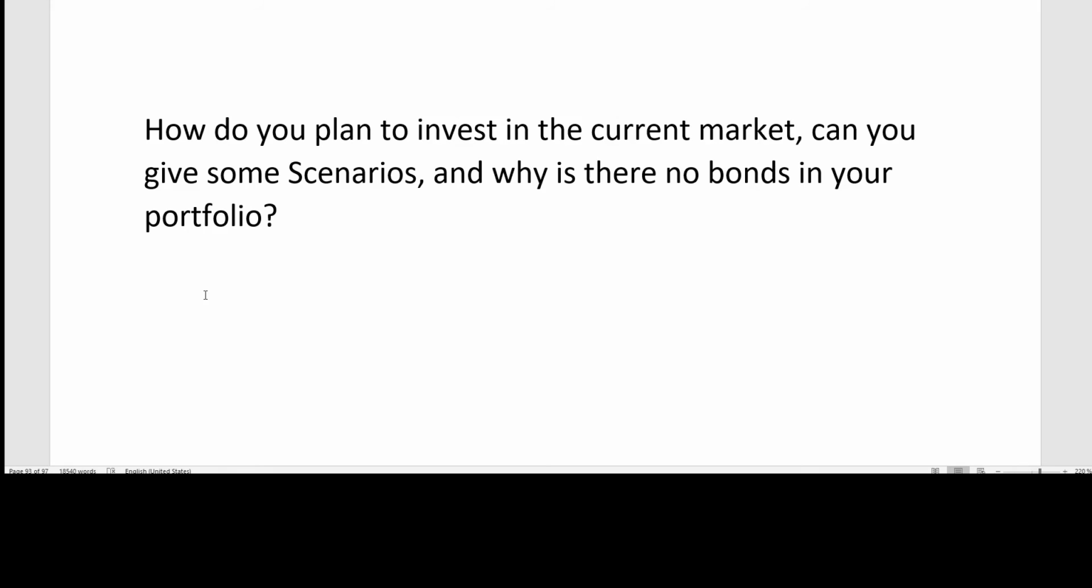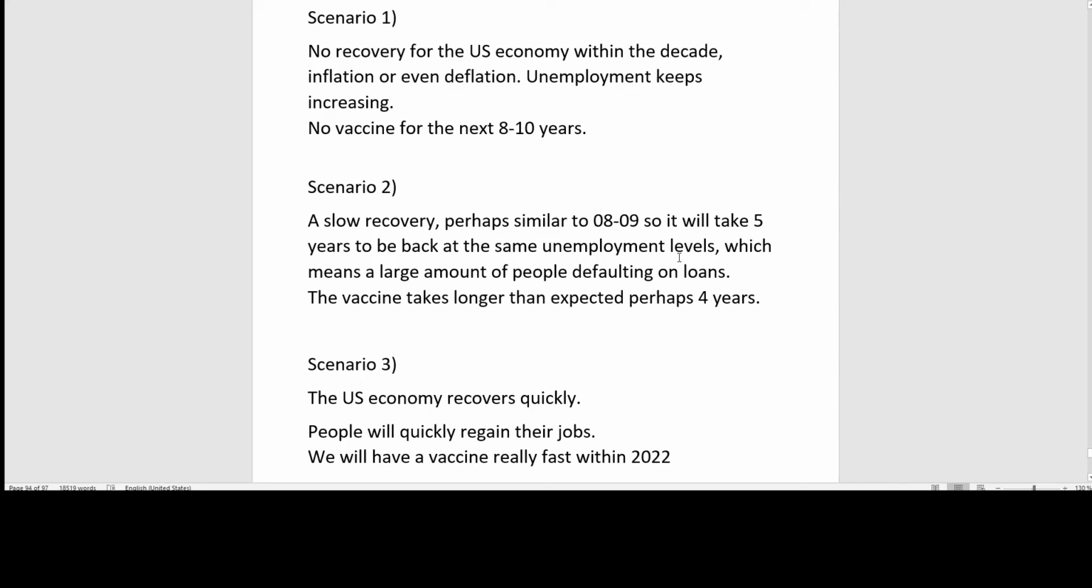So the first question which I have received goes like this: how do you plan to invest in the current market? Can you give some scenarios, and why are there no bonds in your portfolio? So the question is really twofold. If we start by looking at the different scenarios, I've tried to make 3 different scenarios where we go from the worst possible outcome, then to an intermediate outcome, and then the third outcome, which would be really positive.